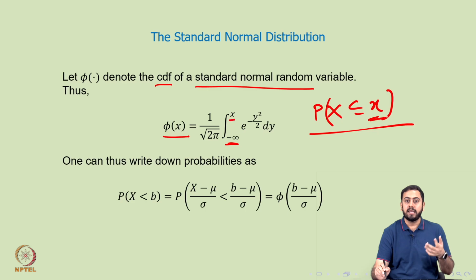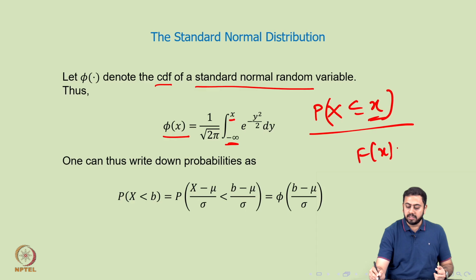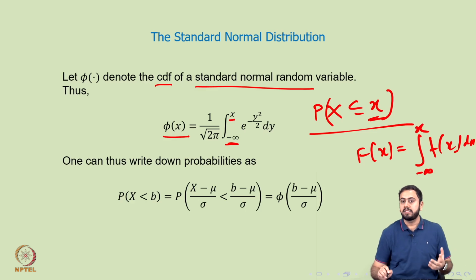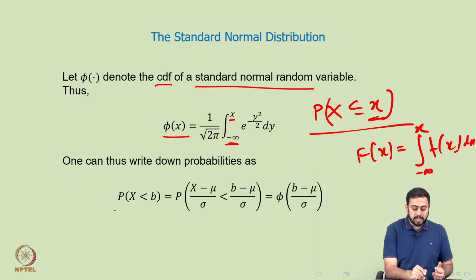We want the probability that x is less than or equal to some value small x. And then what do you integrate? You integrate the PDF. And by the way, this relationship we saw in the earlier session: capital F of x, which is the CDF, is nothing but the integral of small f of x from, let's say, minus infinity to x, and of course you have dx here. So this is exactly what we are doing.